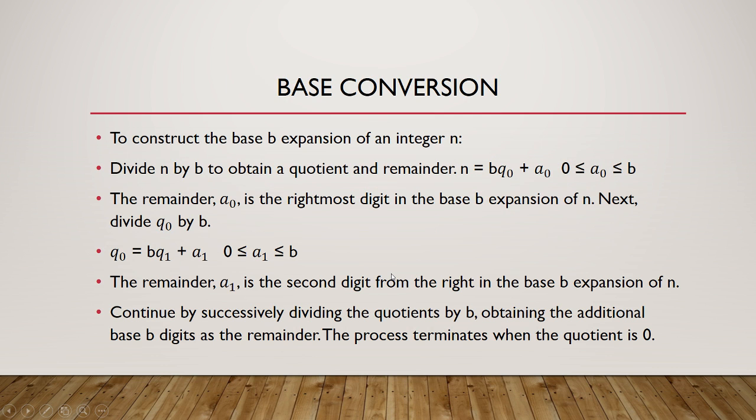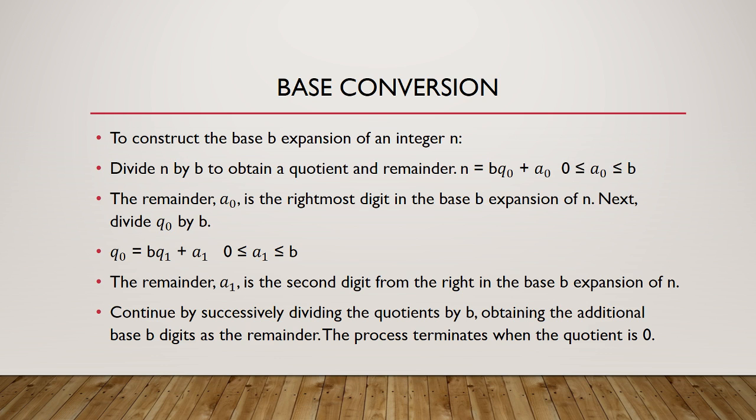Base conversion is to construct the base b expansion of integer n: divide n by b to obtain a quotient and a remainder, using the formula you see in here. The remainder a sub 0 is the rightmost digit of the base b expansion of n. Next, divide q sub 0 by b, as seen here. The remainder a sub 1 is the second digit from the right in the base b expansion of n.